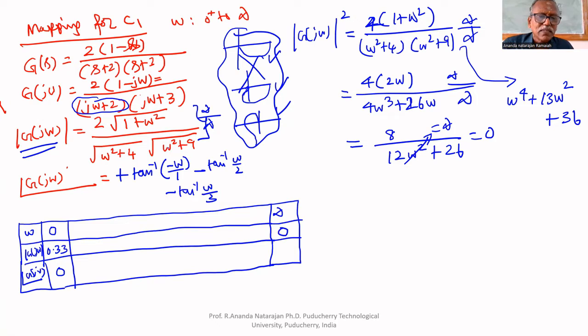What is the angle? Angle of tan inverse of minus omega is minus tan inverse of omega. That we know. Therefore, if we substitute infinity here, minus 90, minus 90, minus 90. Because of this minus omega, for this also it becomes minus. Therefore, minus 270.